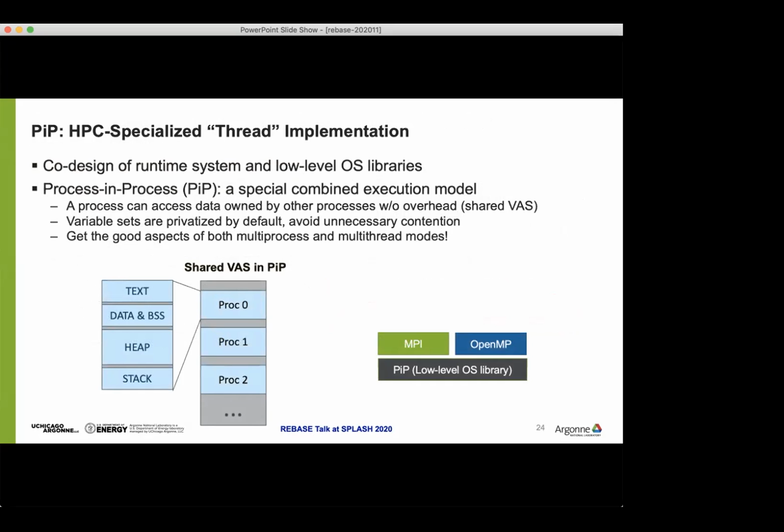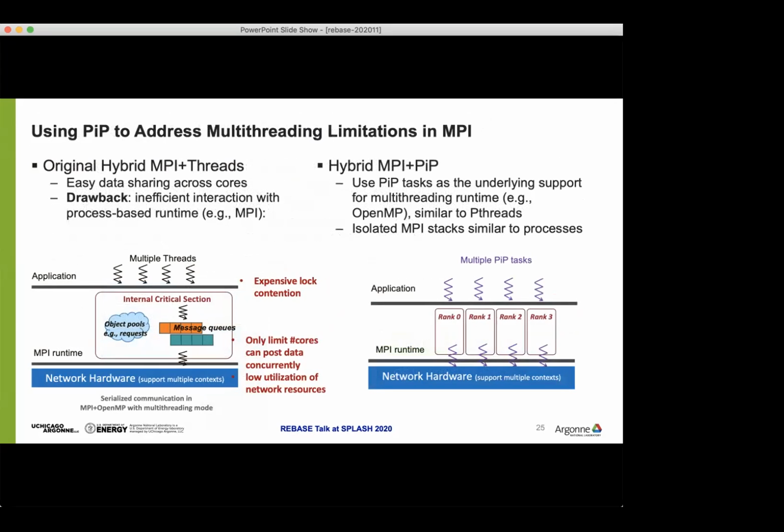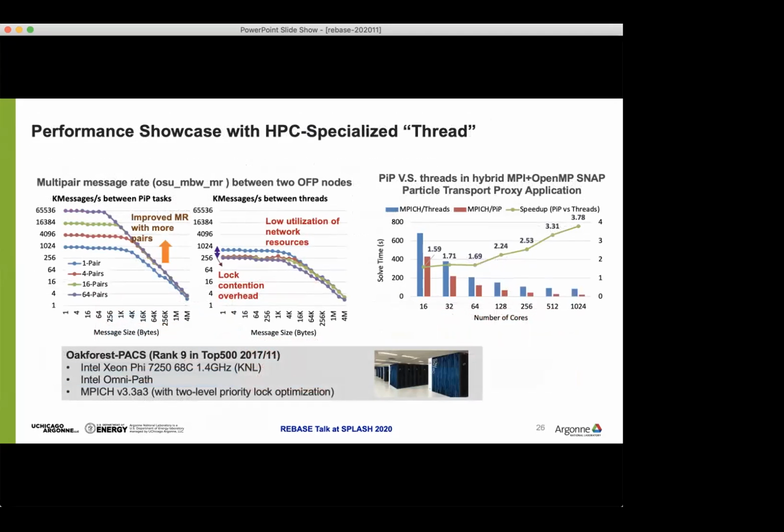It allows us to get rid of all these multi-threading plus MPI overhead we see. So this is a co-design of the runtime system and the low-level OS libraries. And I will skip this detailed picture so we can discuss at the discussion session if we are interested. And we are hitting up to 4 times improvement for the overall execution time of a SNAP application. So that's actually a lot.